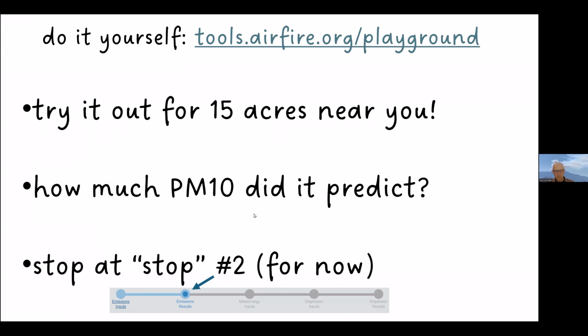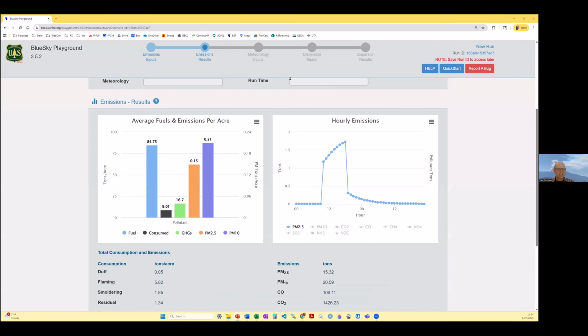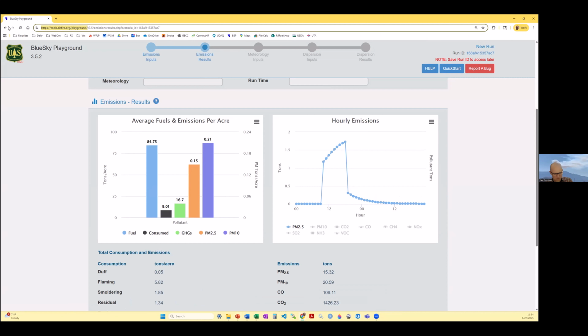Click that little button to update the fuels information from the map and see what it comes up with. And then hit run and see how much PM10 it gives you. Now, the last caveat is stop at subway stop number 2. If everybody tries to do a dispersion, it will probably break the server. So that's why I said stop at subway stop number 2.